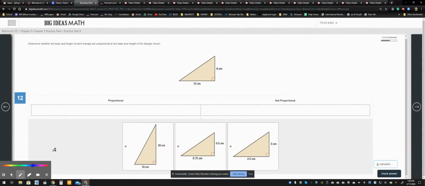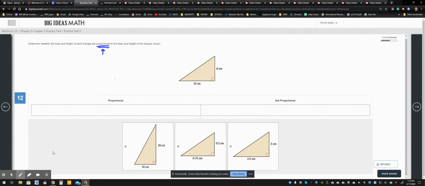Okay, so taking a look at this, we want to determine whether the base and height of each triangle are proportional to the base and height of the triangle shown. Okay, so looking at this, we're going to be trying to make them match up as best we can. So we're going to still be writing a proportion because we're trying to see whether or not this is going to work out.